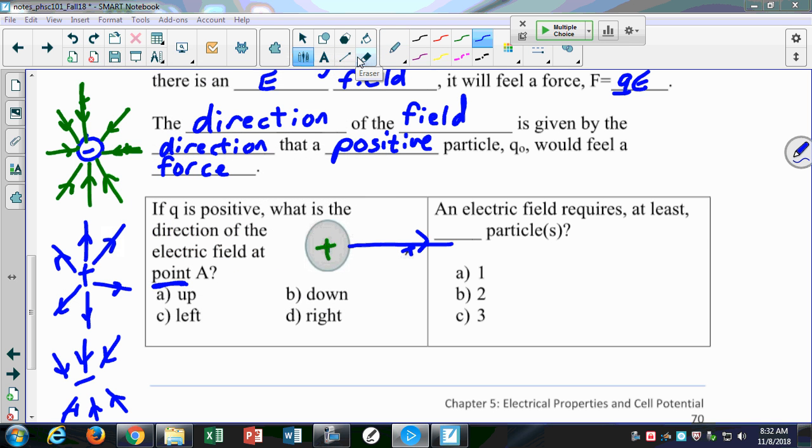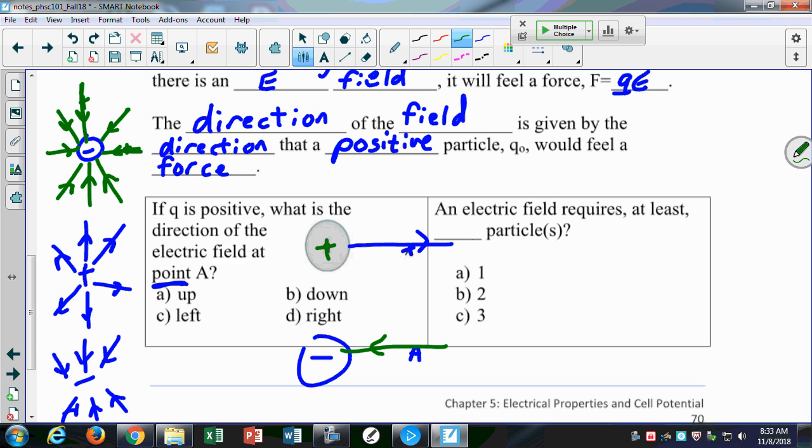On this other question, what would the answer be if Q was negative? Left. It would be to the left, yeah. So if the particle in this previous one was negative, and this was my point A, then the electric field would be opposite, because I would imagine a positive test charge at point A, and ask myself, what is the direction of the force? It's attracted, so that means that the field is also in that direction.